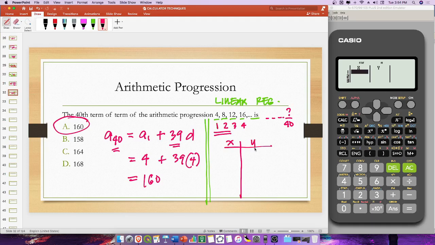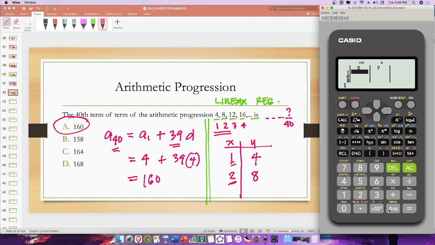So what we are going to do now is input in your calculator. So 1, 2, this is your first term, and this is your second term. Your first term, the value is 4, so the value should be in Y. And the second term will be 8. So do that in your calculator. You have 1, press equal sign, 2, press equal sign. As I have said a while ago, we only need two values. That's the minimum. So the first term is equivalent to 4, the second term is equivalent to 8. Now we have a line.